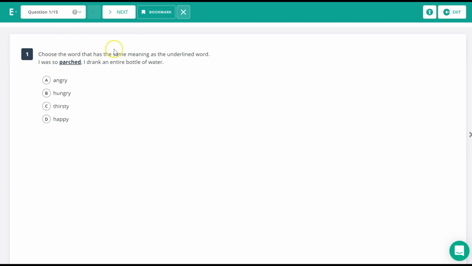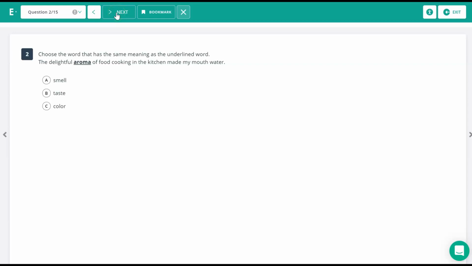Choose the word that has the same meaning as the underlined word. I was so blank. I drank an entire bottle of water. Let's use our inferences. If you drank an entire bottle of water, were you angry, hungry, thirsty, or happy? Thirsty. Parched means thirsty.